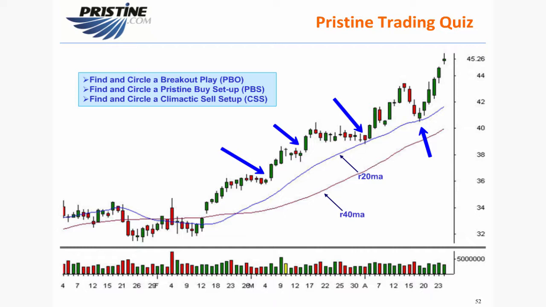And then here's your climactic sell setup, as price has now lifted away from the 20 MA, 5+ bars, and you've got the gap up and topping tail there as well. So this would meet the definition of a climactic sell setup.